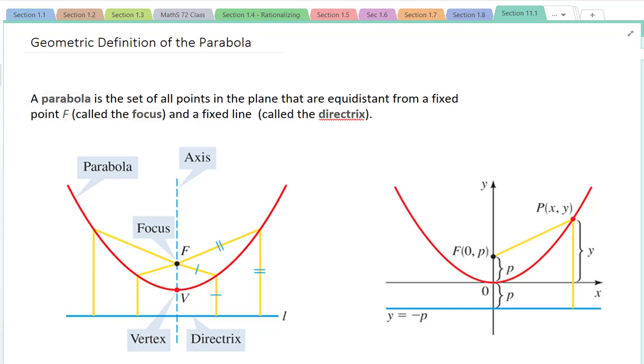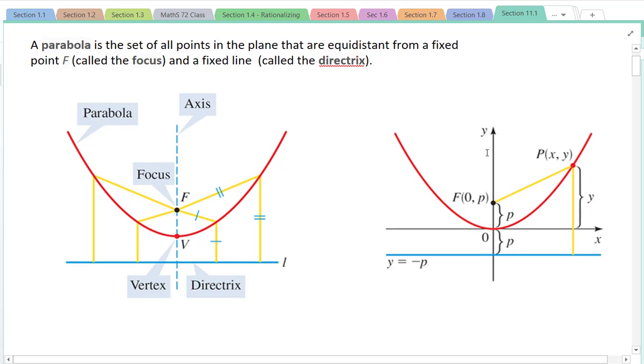Hi everybody, in this video we're going to talk about the geometric definition of a parabola and do some examples. A parabola is the set of all points in the plane that are equidistant from a fixed point F, the focus, and a fixed line, the directrix. I put some pictures here from our textbook just to help illustrate.